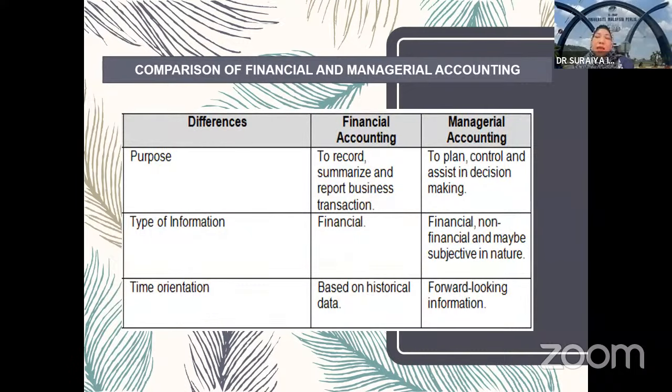All right. This is a comparison that maybe can help you differentiate between financial accounting and managerial accounting. So, differences. First, we look at the purpose. Financial accounting is to record, summarize and report business transactions. While in managerial accounting, they have to plan, control, and assist in decision making, helping the general manager or CEOs in deciding something. Next, the types of information differ between financial accounting and managerial accounting.